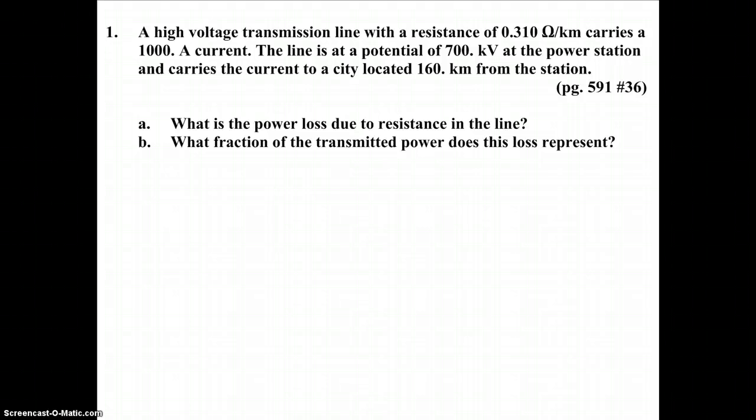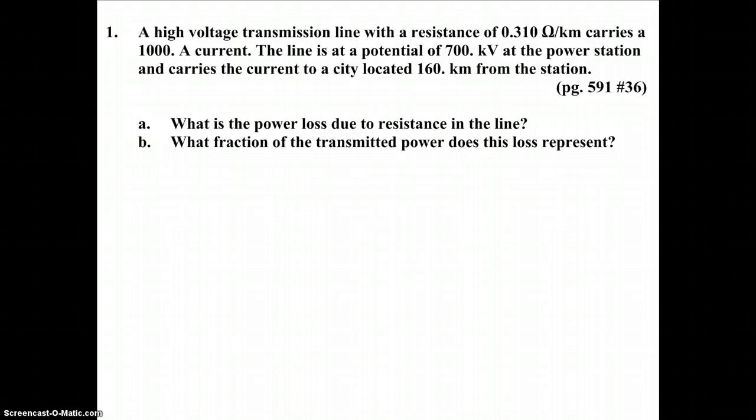A high voltage transmission line with a resistance of 0.310 ohms per kilometer carries a 1000 amp current. The line is at a potential of 700 kilovolts at the power station and carries the current to a city located 160 kilometers from the station.